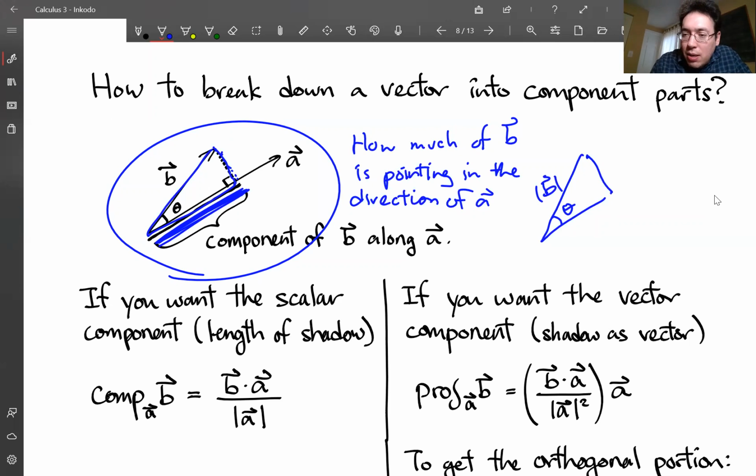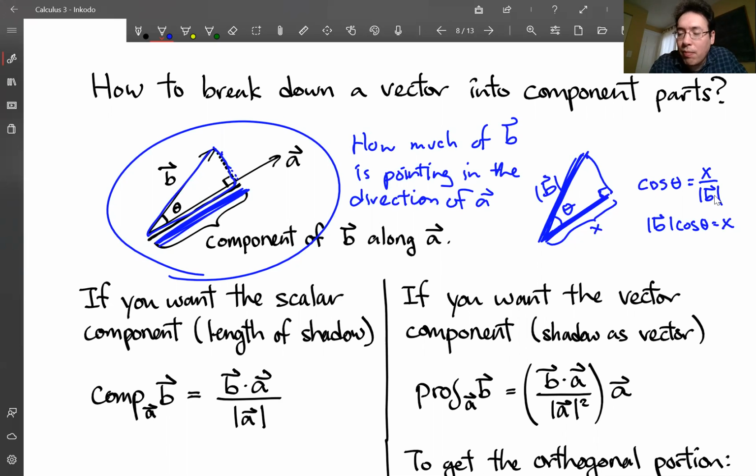One thing we could write down, so what we want is this length right here. I'm going to call that x. Right? We know that cosine of theta is the ratio between the adjacent side, which is x, divided by the hypotenuse, which is the magnitude of B. Then we can multiply both sides of the equation by the magnitude of B. And then now what I'm going to do is multiply and divide by the magnitude of A.